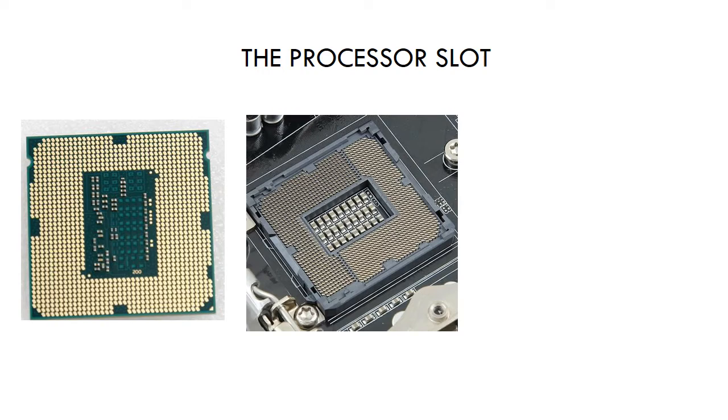Land grid array means that all these pins are actually not on the processor itself. These are all little bumps. They're not pins. So if you dropped the processor or handled it with your fingers, which you shouldn't do, you want to handle it by the outside, you wouldn't bend them. The pins are actually all right here on the motherboard. These are teeny tiny pins, and there are actually 1,150 of them, hence the name LGA 1150. And then these in here are a bunch of transistors and some other things like cache that actually make the processor run.